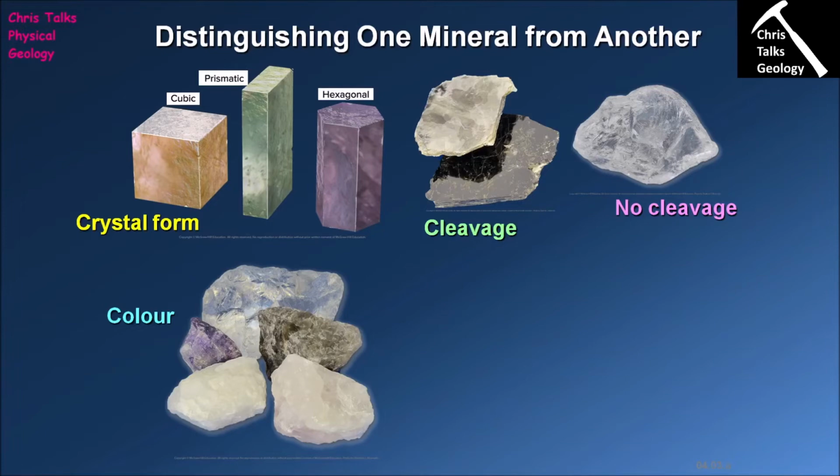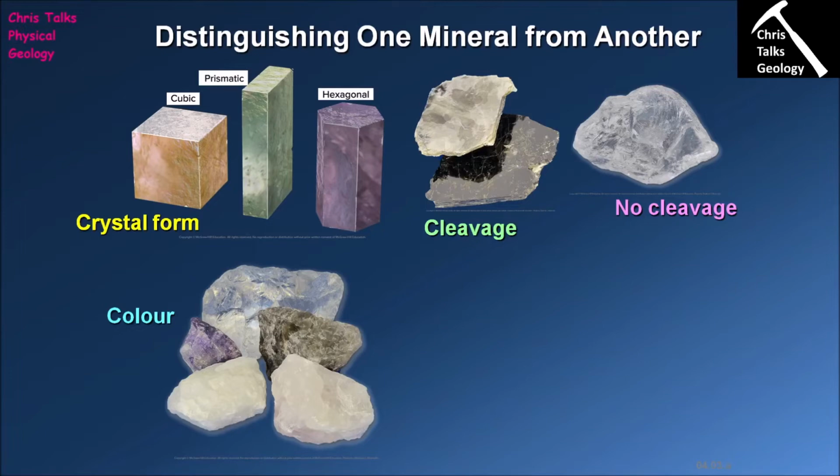So colour is highly variable depending on chemistry, but it can also vary due to other factors such as radiation damage and also the presence of inclusions within your crystal as well. And so it's not uncommon for the same mineral to occur in numerous different colours.